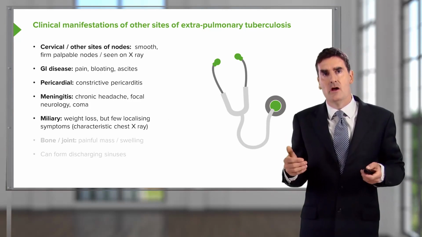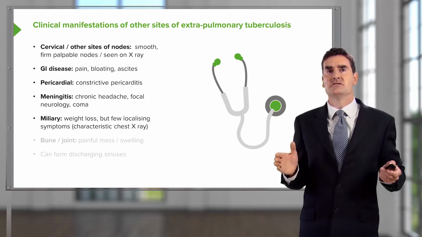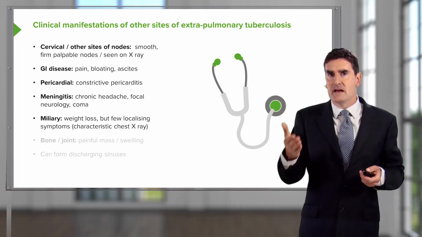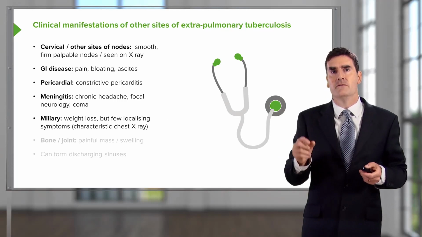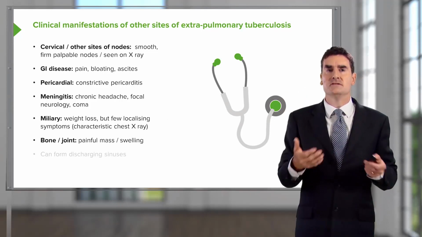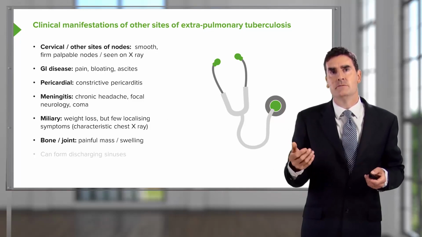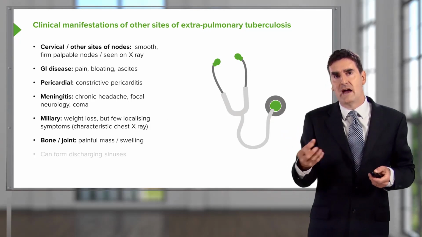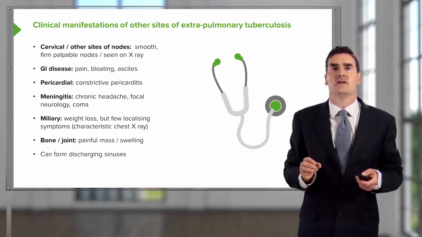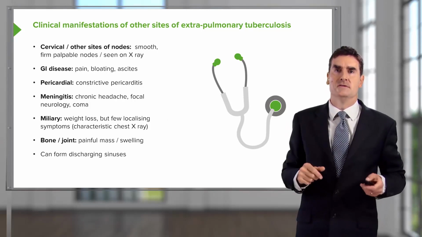Miliary TB, I've mentioned, is where you have blood-borne spread across the body. And actually, that's very difficult to diagnose because the patient has very few in the way of localizing symptoms. They just have the systemic symptoms and weight loss. But the chest X-ray is often characteristic, showing very small nodules throughout both lungs. If you have bone and joint TB, that will present with a mass and pain of that bone or that joint that's been affected. And if you have nodal TB and bone and joint TB, then what can happen is that the infection can penetrate through the skin and cause what we call a discharging sinus, where you have a hole going into the infected area that oozes out fluid, and tuberculous organisms can be seen in that fluid.